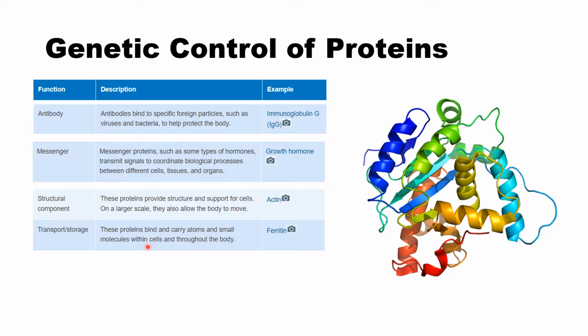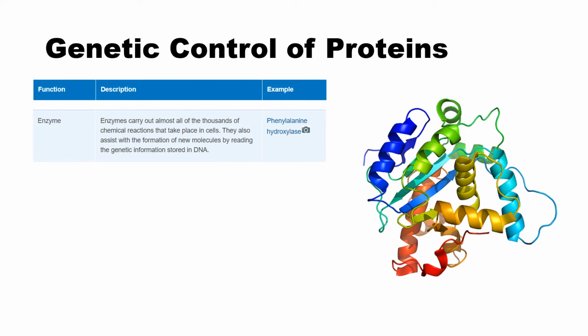But, sa ating subject, which is Agri 21 sa genetics, yung pinaka-importante dito is yung enzyme. So, itong enzyme na to, it can carry out almost all of the thousands of chemical reactions that take place in a cell. They also assist with the formation of new molecules by reading the genetic information stored in DNA.